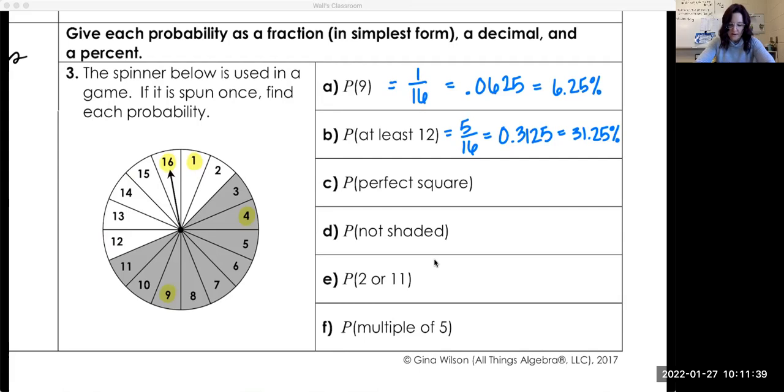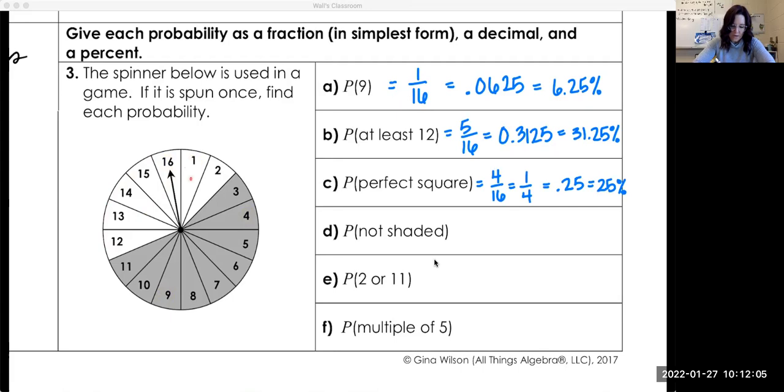So it looks like out of the 16 possible outcomes, 4 of them are perfect squares. Our fraction 4/16 can be reduced. So we would write that as 1/4, as a decimal, 0.25, as a percent, 25%. What's the probability that we are going to spin and land on a non-shaded section?